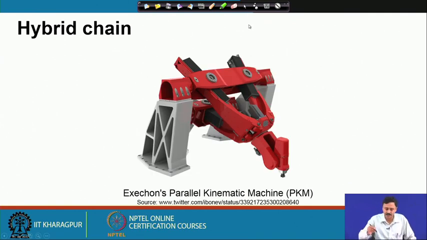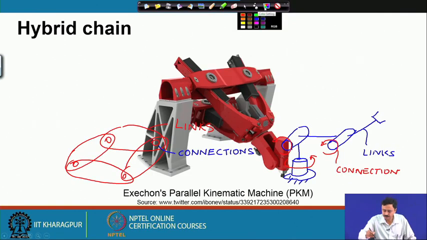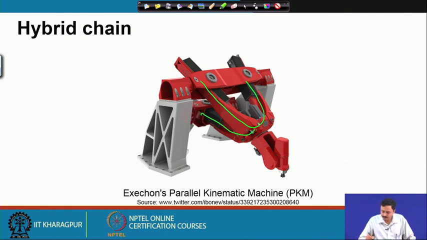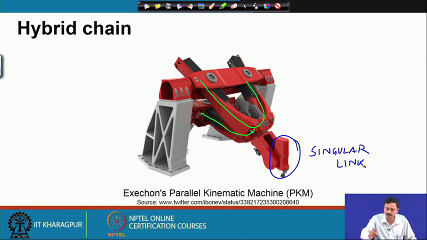Now, this is a hybrid chain. Why a hybrid chain? You can see these are all closed chains, but here you have a singular link. So, it has both closed chains and a singular link. So, this is a hybrid chain.